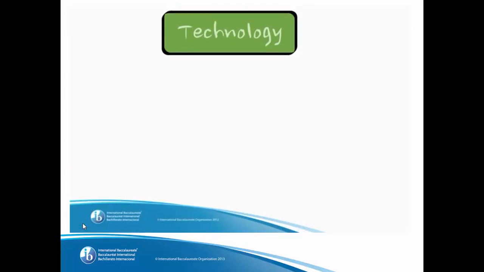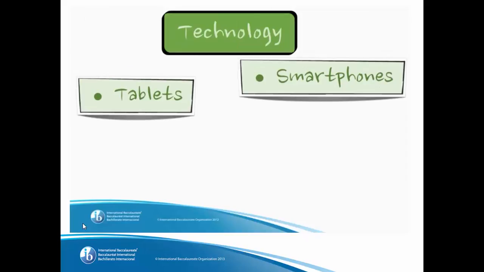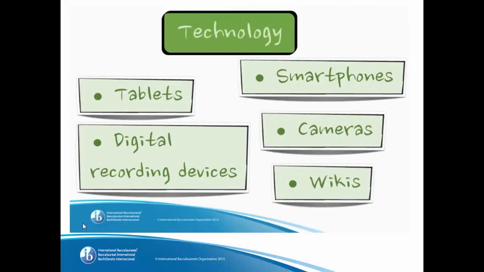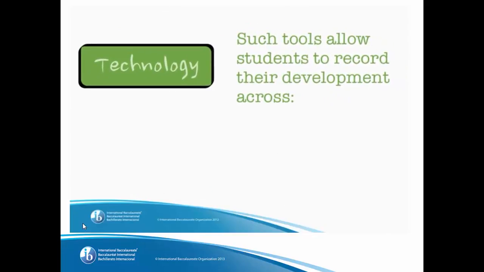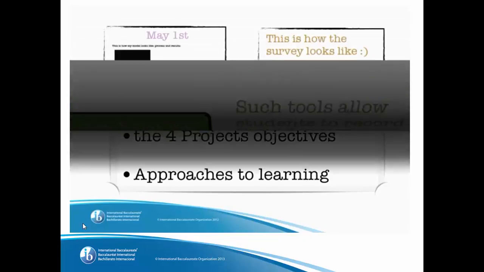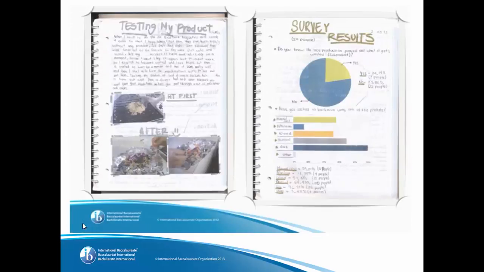Technology should be at the forefront of the process journal routine, where appropriate. The use of tools such as smartphones, tablets, cameras, digital recording devices, wikis, etc. may allow students to record their development across the 4 project objectives and approaches to learning. Many students will prefer to keep their journal using digital media, such as a website, or may choose to document their process in the form of audio recordings.